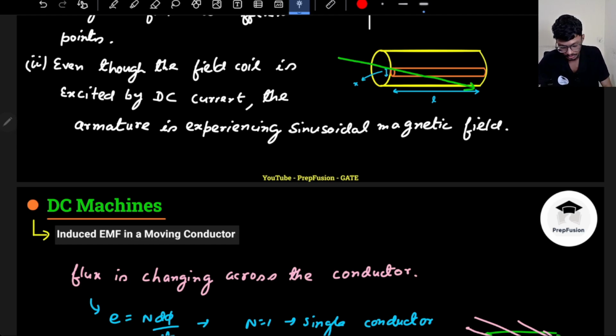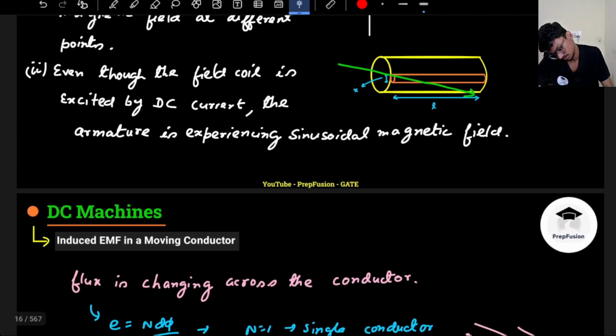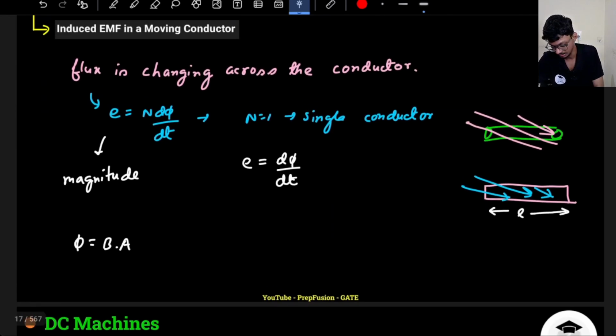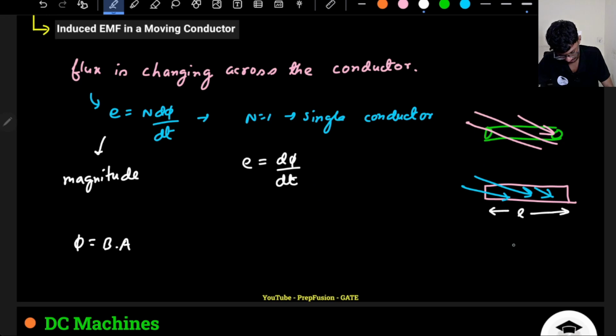So it will be L into delta x. This is the small area delta A. So my small flux, with magnetic field B not constant, sorry, it is a function of time, is B into L delta x. That is what my delta phi is.